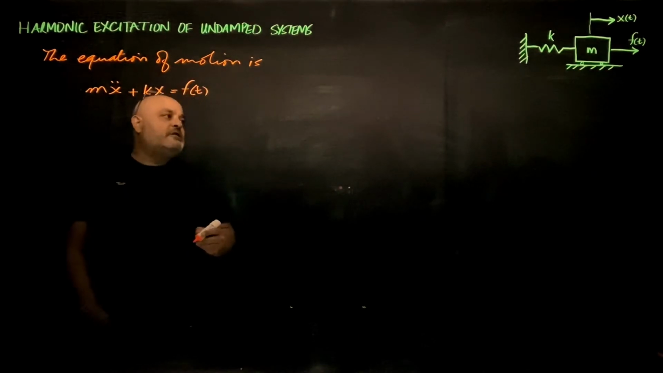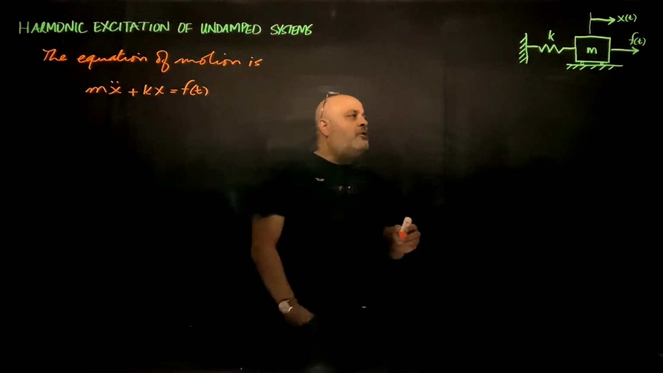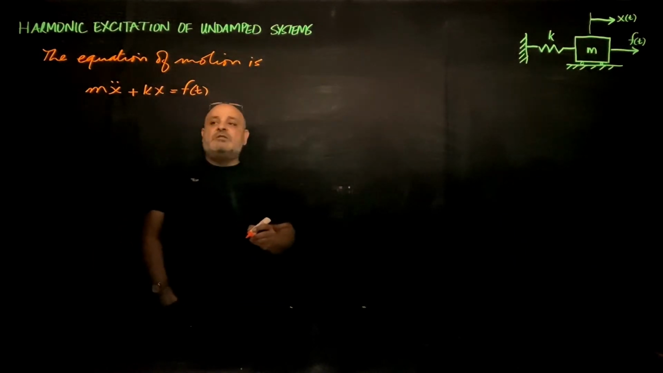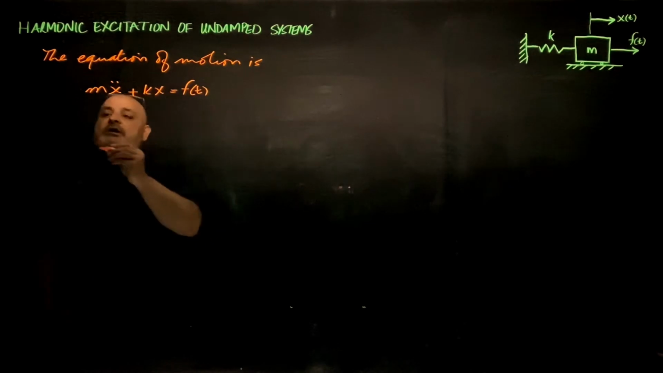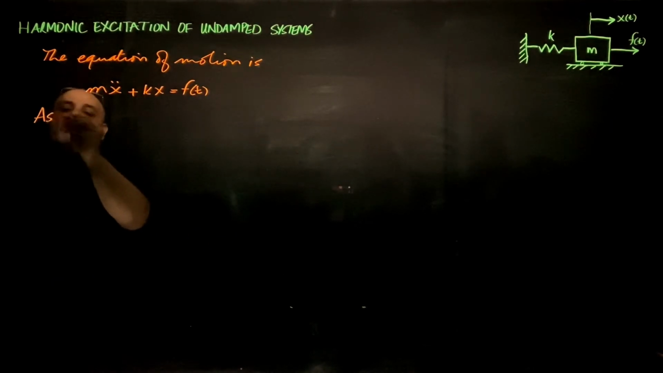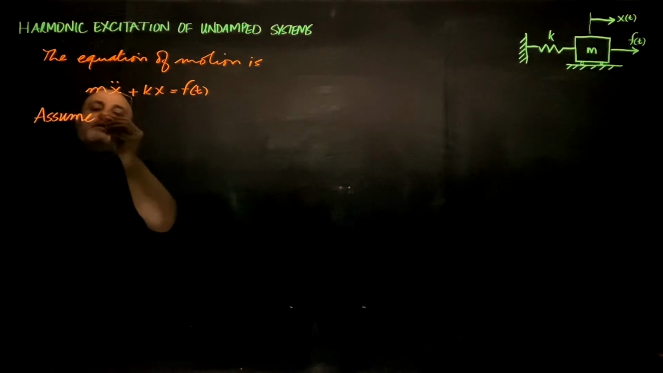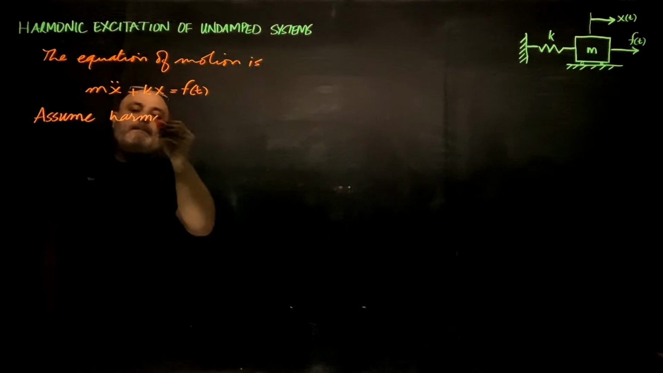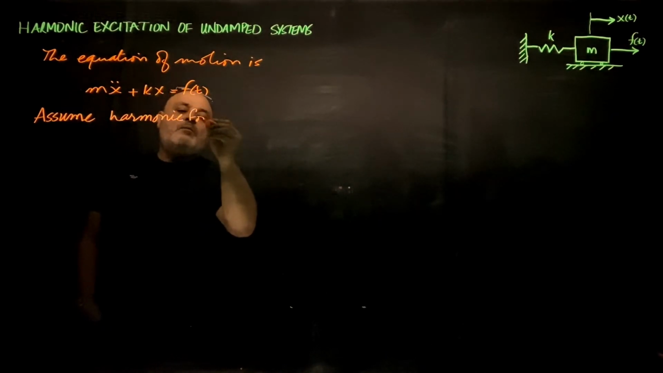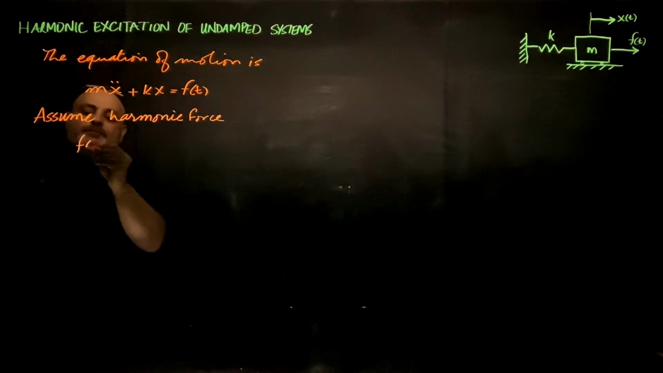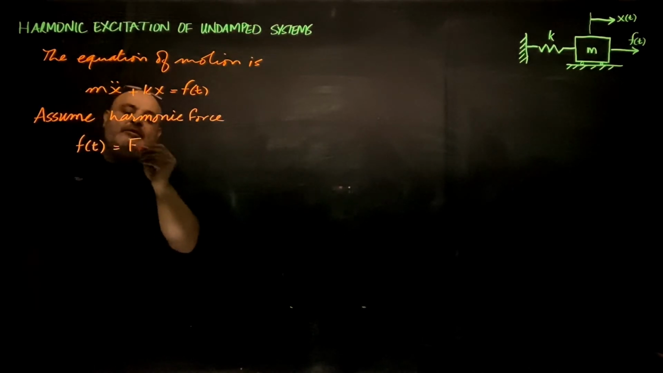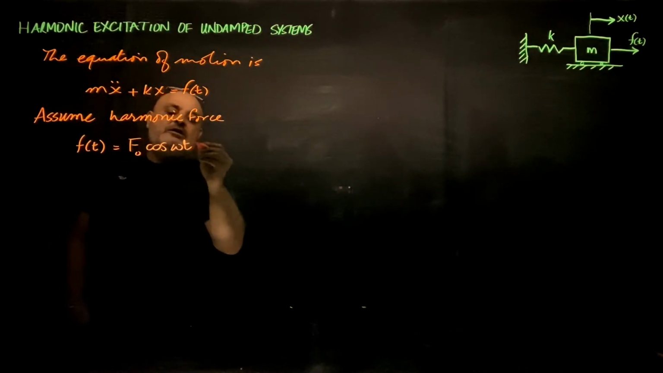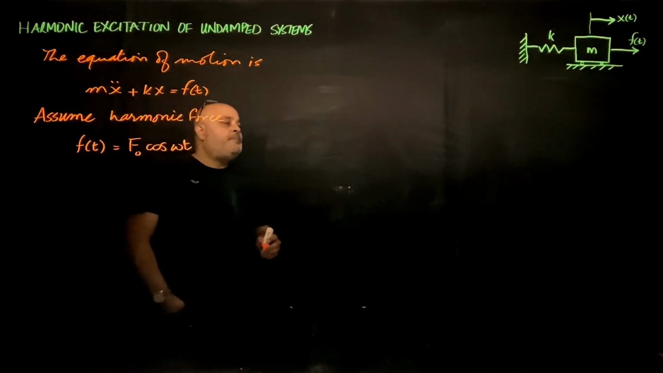You can derive this simply using Newtonian approach or energy approach. It's very straightforward. Now, let's assume that we have a harmonic force, that f of t is a harmonic force in the form f of t equals some amplitude f0 cosine omega t, where the frequency of excitation is omega.